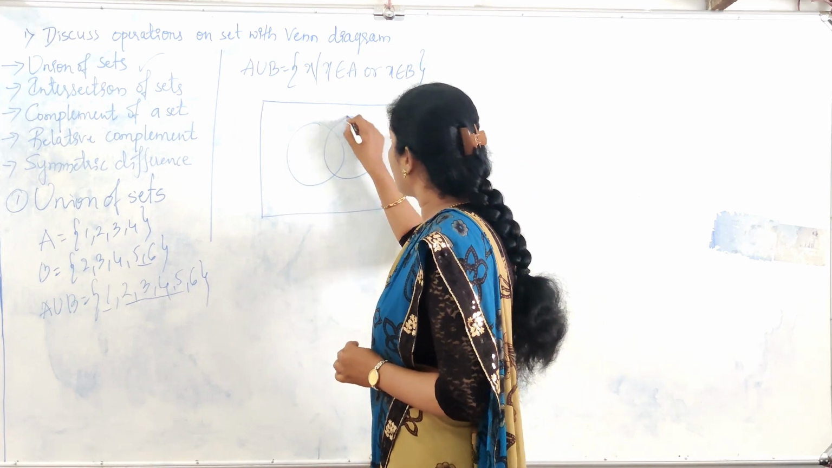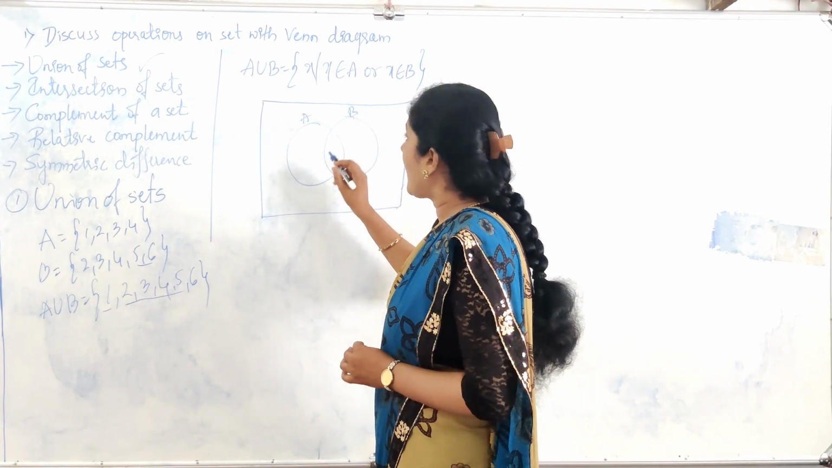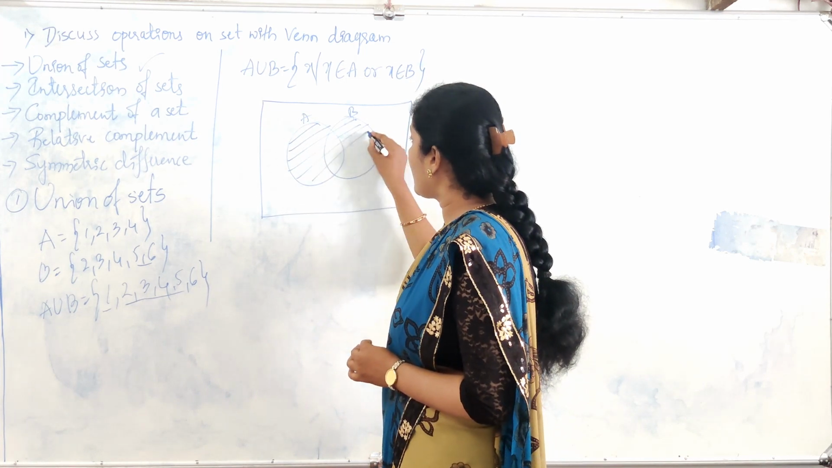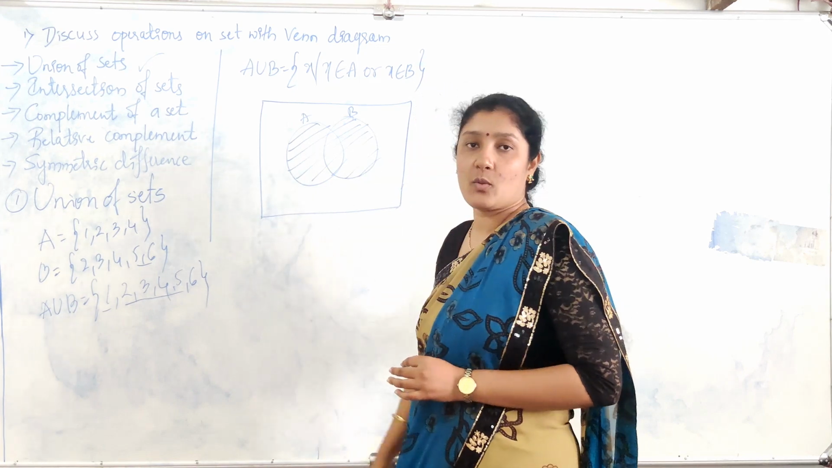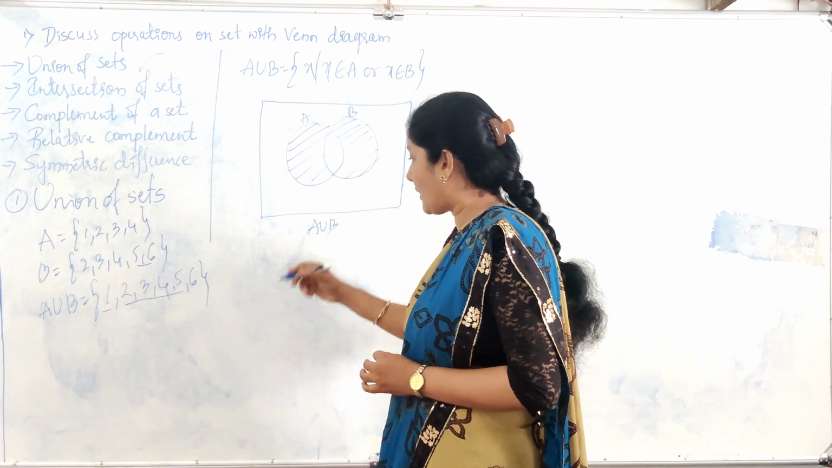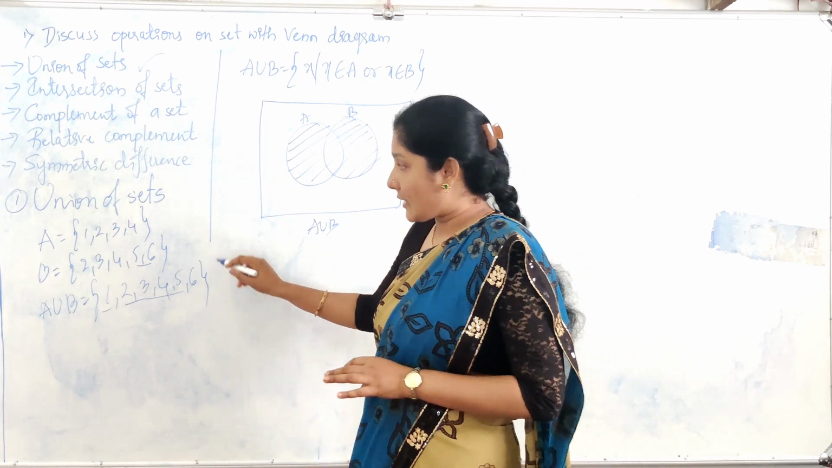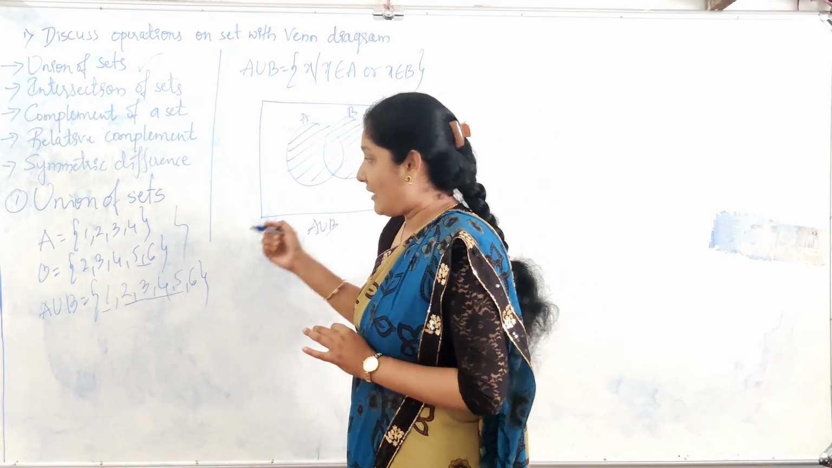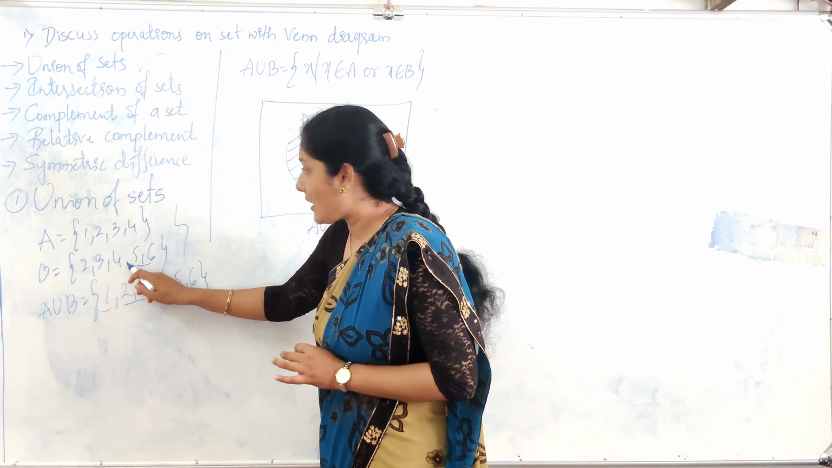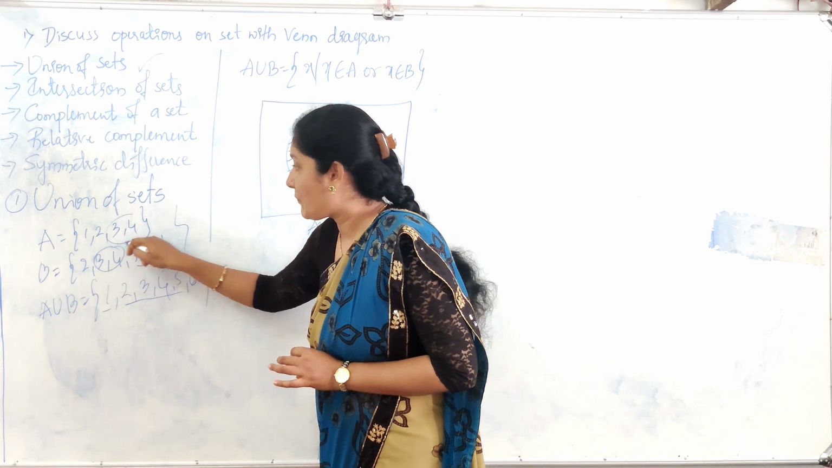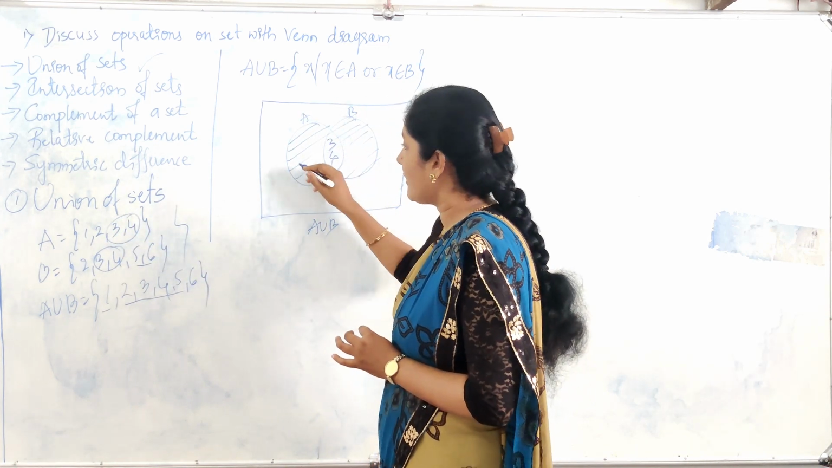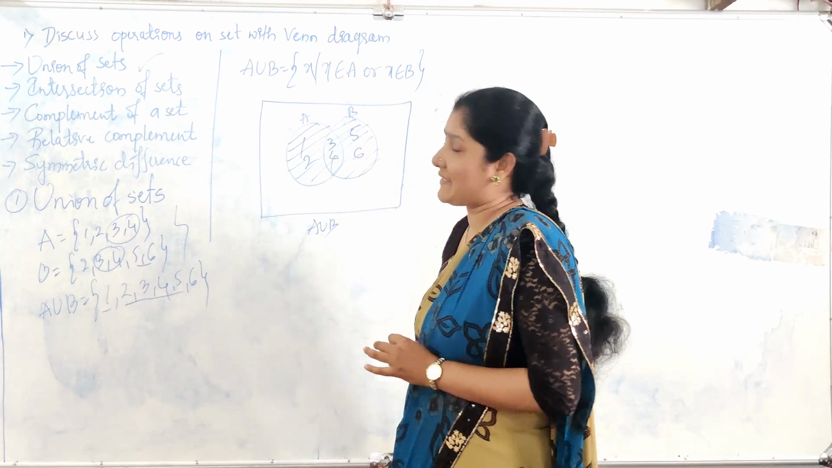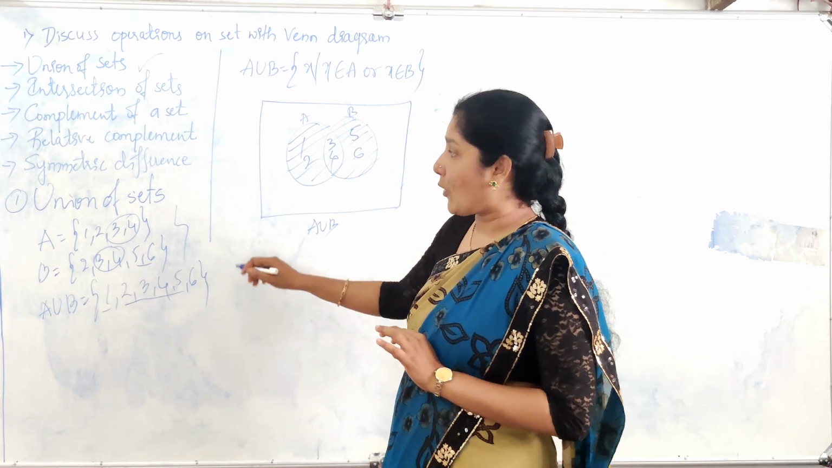Set A, set B, and we need to shade the whole portion of A and B. So this will be the Venn diagram for A union B. So when we take the example, we need to write the elements here. See, for example, the common elements are only 3 and 4. So 3, 4 we can write here, and remaining 1, 2, and here we have 5, 6. So this will be the union of sets.